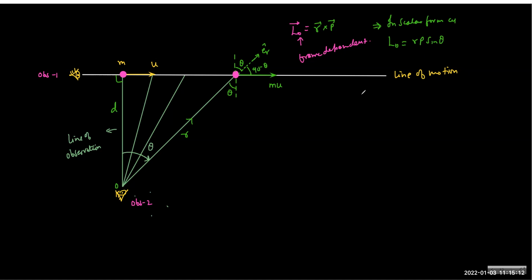And if you apply this formula, what will you get as the answer? r is r, p is mu, sine is sine. And what is the angle between r and mu? I think it is 90 minus theta, correct? This is the definition of cross product. It is not the theta which I have used in the diagram. This is the theta of definition, which is the angle between the r vector and the p vector.